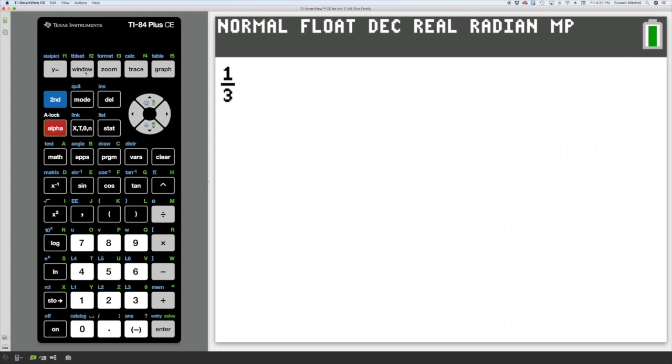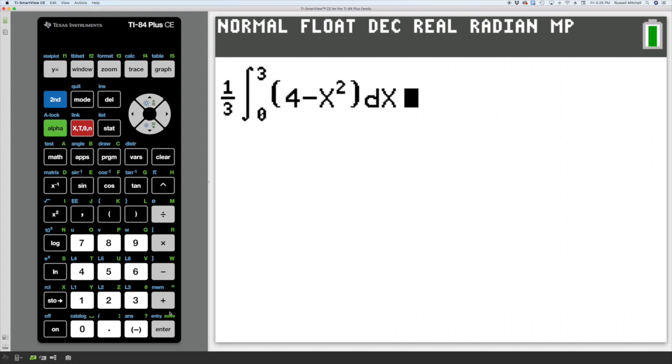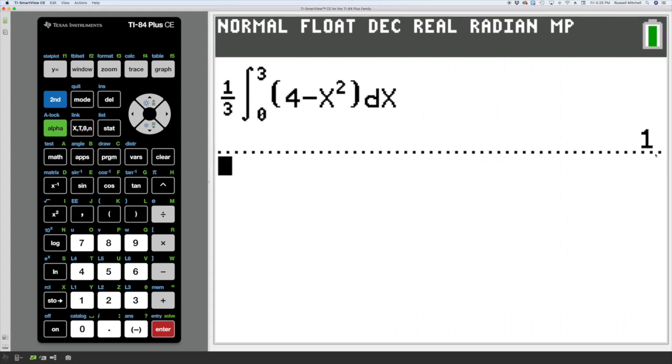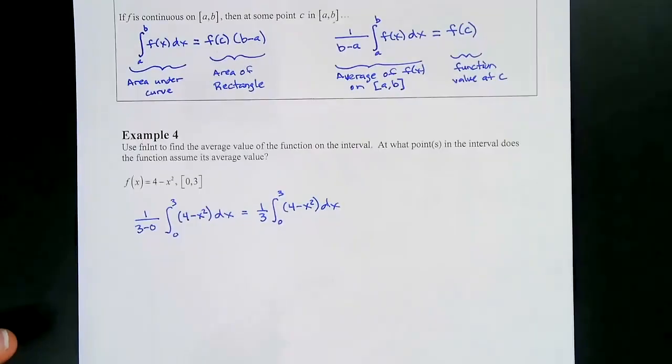And then the integral, so alpha window, and then number 4. And we want to go from 0 to 3. And our function is 4 minus x squared. And then dx. And we press enter, and we get 1. All right, so let's go back and record this on our calculator.